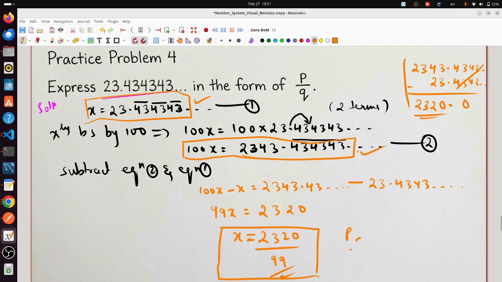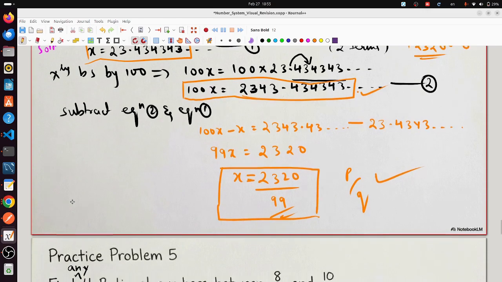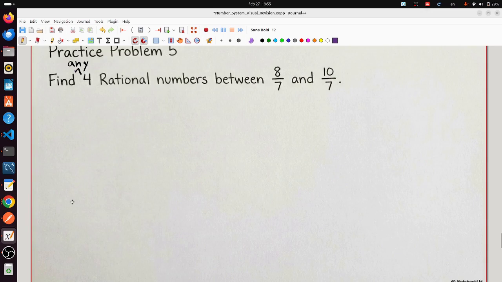This is in the form of p by q. We have converted the decimal into a fraction again. Now we'll solve the next set of problems. These are all very important.